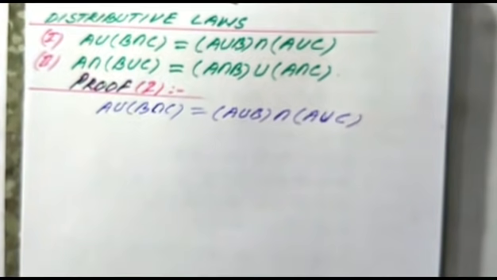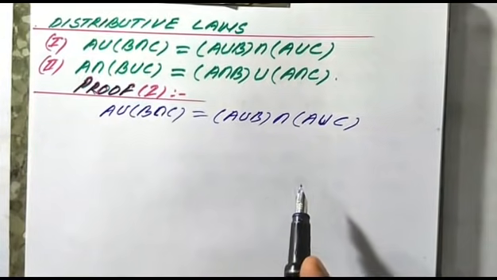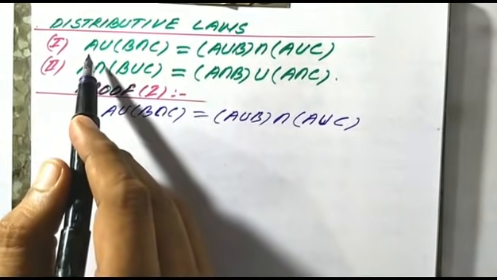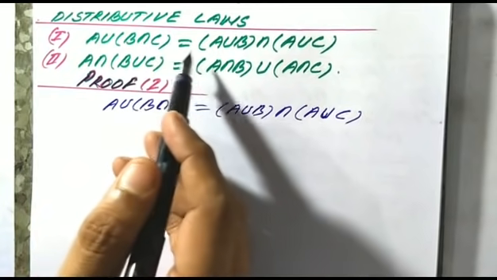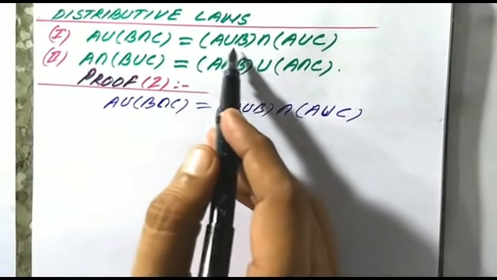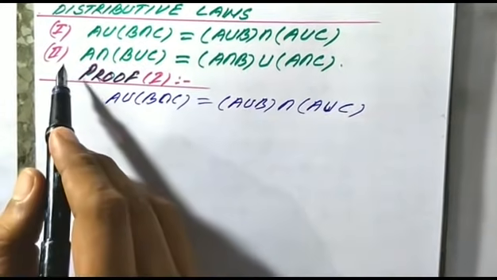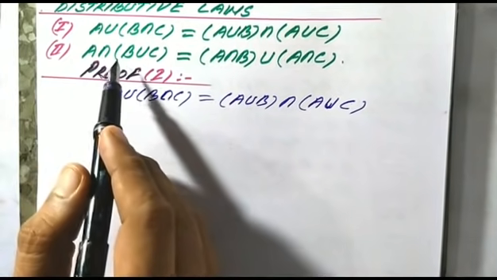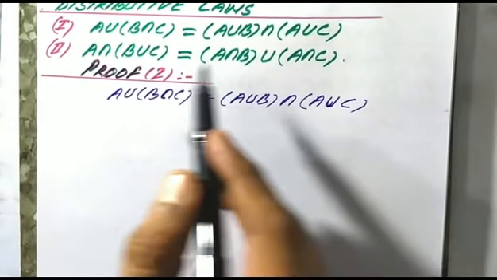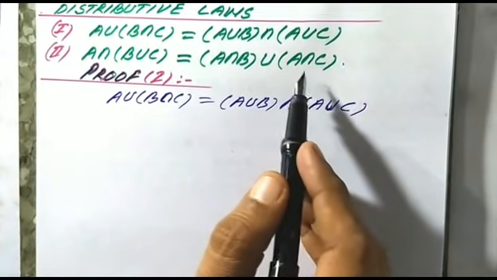Now the next laws to be discussed are distributive laws. The first distributive law is A union (B intersection C) is equal to (A union B) intersection (A union C), and the second distributive law is A intersection (B union C) is equal to (A intersection B) union (A intersection C).